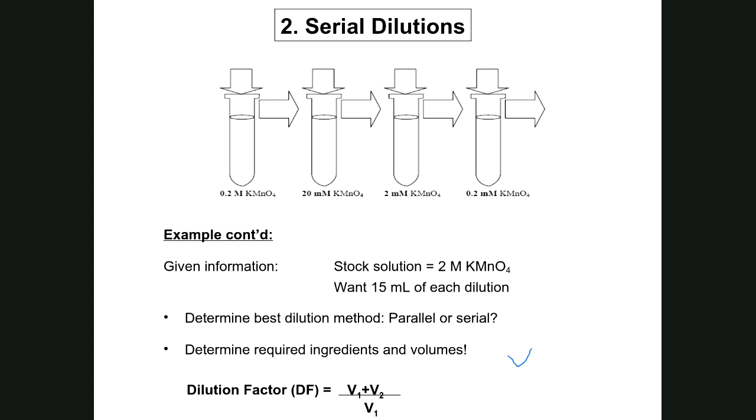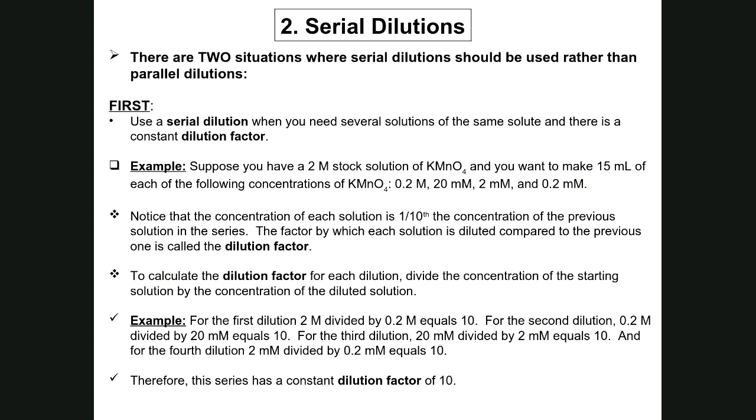Okay, V1 equals. Now, using the previous figure, it's telling you 15 mils. So that's V2. I'm telling you the dilution factor. So here's 15 mils, and here's our dilution factor, or DF.